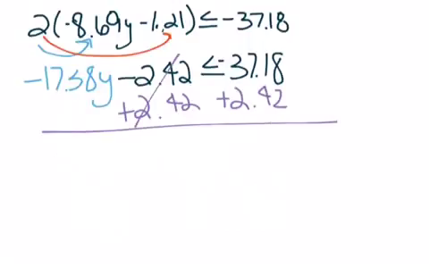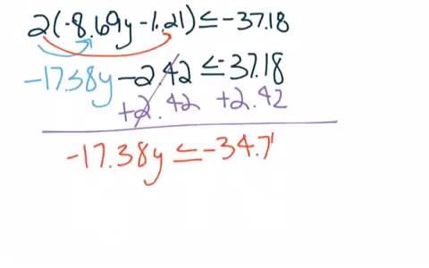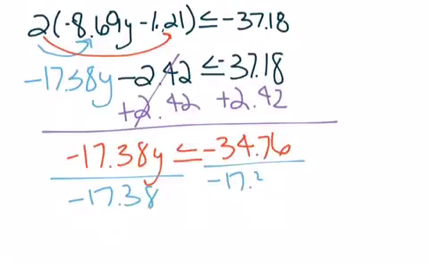Cancel those out. Then we have negative 17.38y less than or equal to negative 34.76. Again, this is a multiplication equation, so we're going to divide by negative 17.38. Negative divided by negative is going to end up being a positive. These are going to cancel out. So y is less than or equal to, oh, wait a minute.